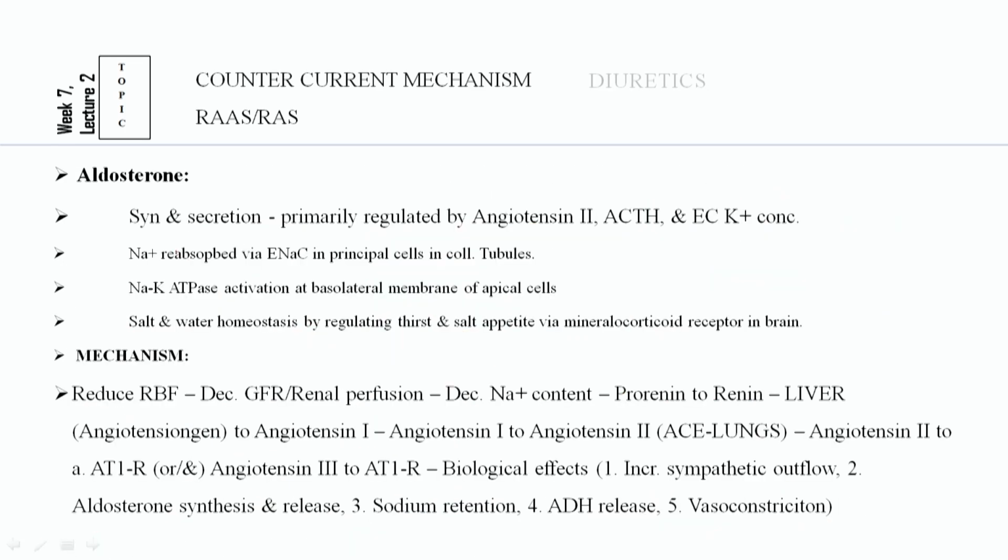Then coming to aldosterone, its synthesis and secretion are primarily regulated by the angiotensin that we have seen in the earlier slide, and also by ACTH and the extracellular potassium concentration, right? So these all cause the synthesis and secretion of aldosterone from the adrenal cortex.